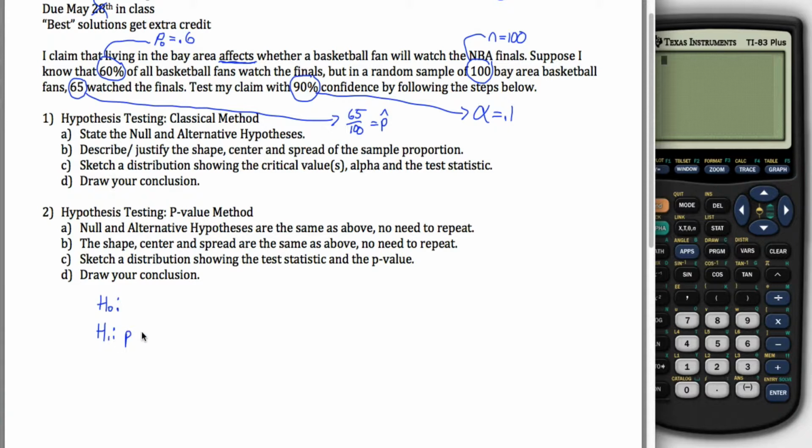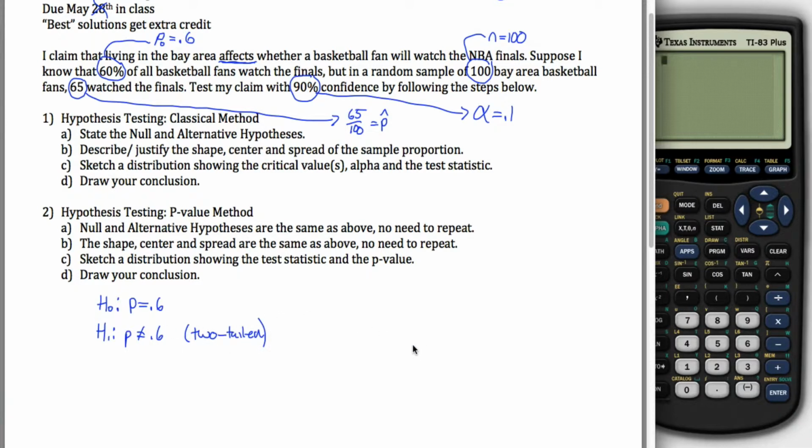My alternative hypothesis is my claim. And my claim is that p, the proportion of basketball fans in the population of everybody that lives in the Bay Area, does not equal 0.60, whereas my null hypothesis is that p equals 0.6. So the point that I want to make is that this is very similar to our null and alternative hypotheses before, except there it was mu equals mu naught, and mu less than, greater than, or does not equal mu naught. Now it's p equals p naught, and p less than, greater than, does not equal p naught. Because I put does not equal there, I have a two-tailed test.